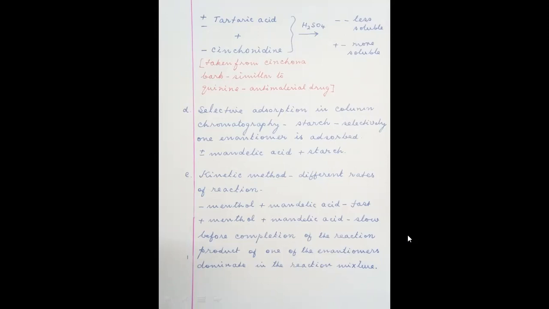Say, for example, plus or minus mandelic acid can be separated by column chromatography with starch. Another thing is the kinetic method. In the kinetic method, different enantiomers react with different speeds. Say, for example, minus menthol will react with mandelic acid at a faster rate, whereas plus menthol will react with mandelic acid at a slower rate. So, before completion of the reaction, the product of one particular enantiomer will dominate in the mixture, which can be separated easily.